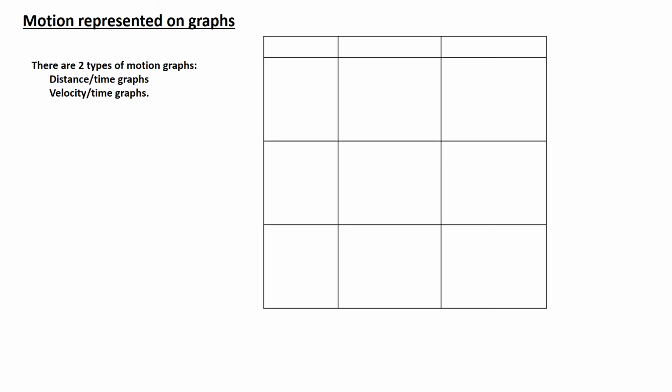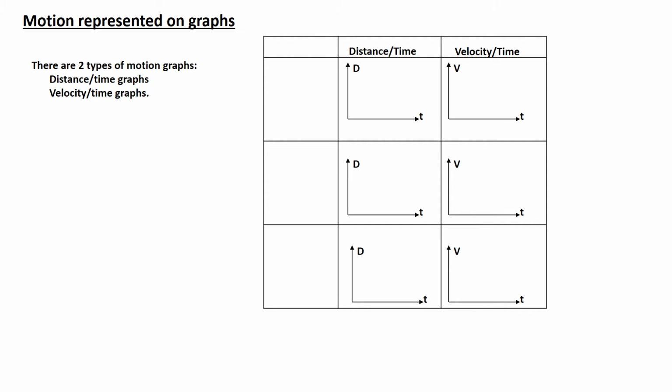So here we've got some motion represented on different graphs. Firstly, I'd like you to draw these out so that you've got a note of them. You're often asked to compare velocity time graphs to distance time graphs, and it's an area of huge confusion. Time always goes along the bottom, and either distance or velocity goes up the side.